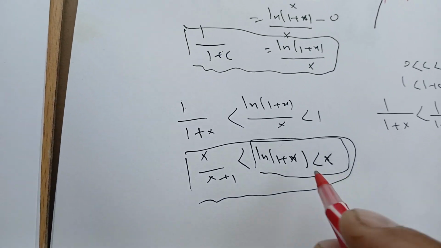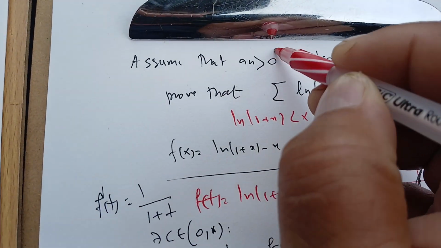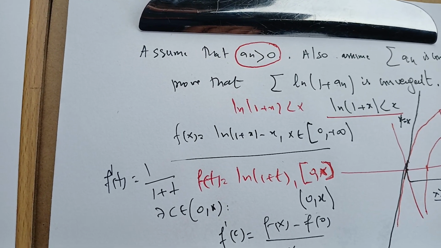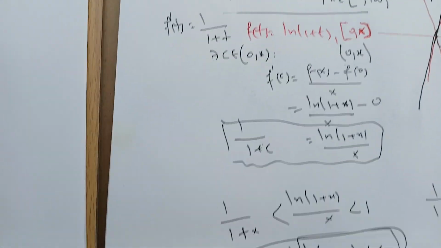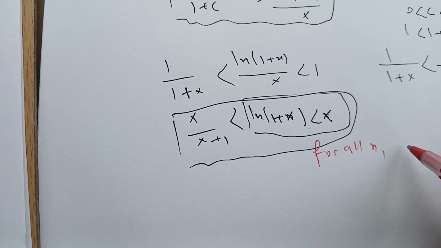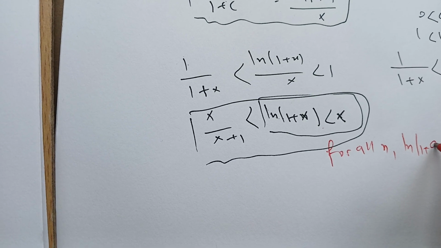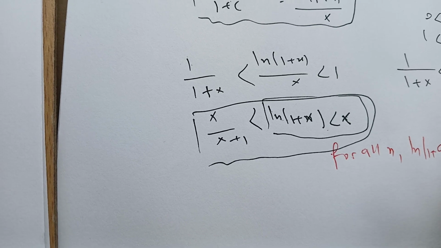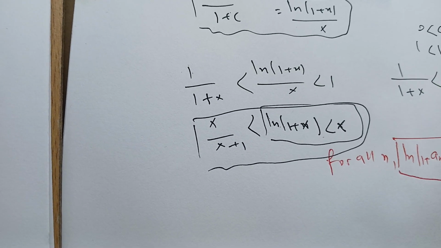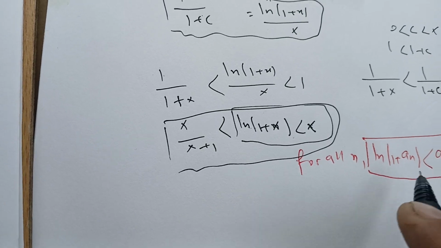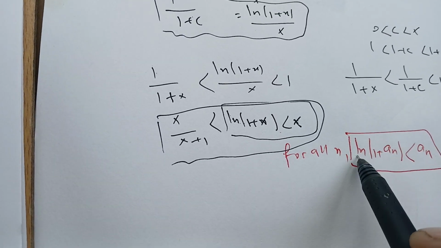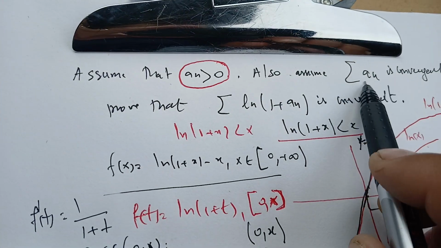Now we're going to use this fact. Since we are given that the terms of the sequence are all positive, we have, for all n, ln of 1 plus a_n is less than a_n. This is the starting of the comparison test. Now we need one more condition. If the series defined by a_n is convergent, then this one is convergent. But we already have this one. We are given that this one is convergent.